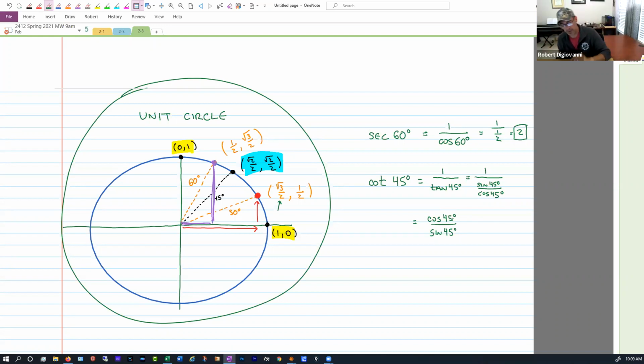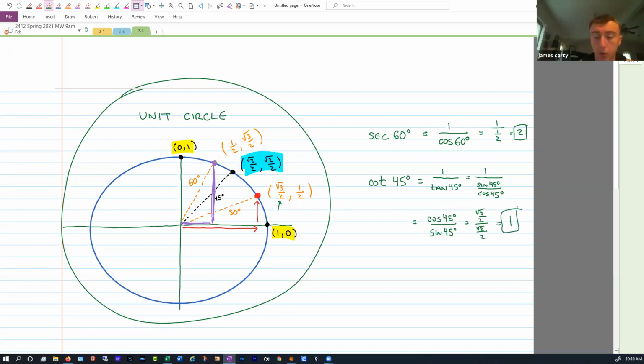So do you want to go ahead and tell me what this would be then? So you would just divide the square root of 2 over 2 divided by the square root of 2 over 2. Wouldn't that just cancel out? It would become a 1. Yep. So cosine of 45 degrees is the x coordinate at 45 degrees, which is root 2 over 2. Sine of 45 degrees is the y coordinate at 45 degrees, which again is root 2 over 2. So this is root 2 over 2 over root 2 over 2, which is 1.